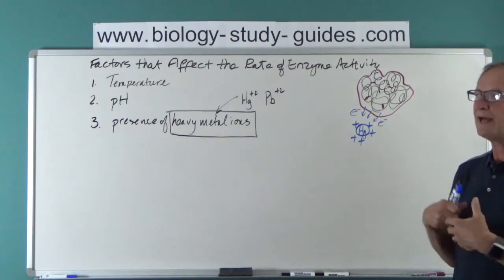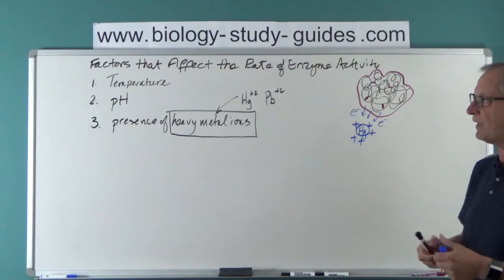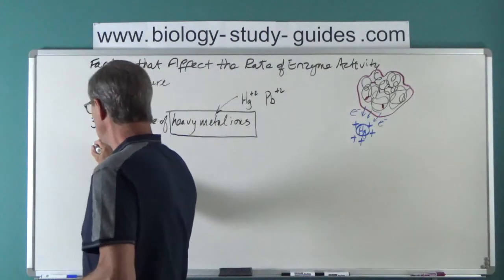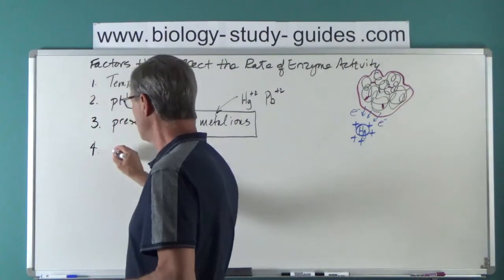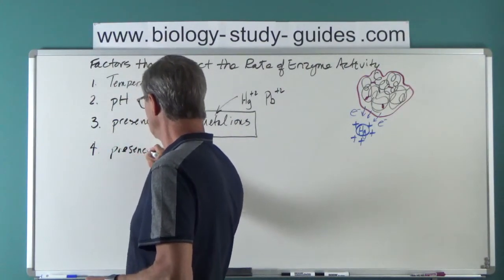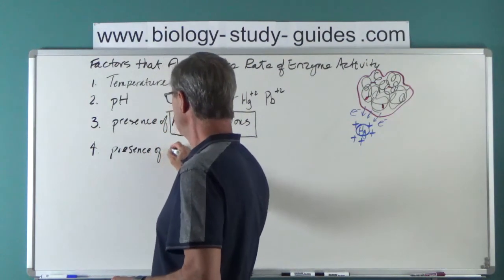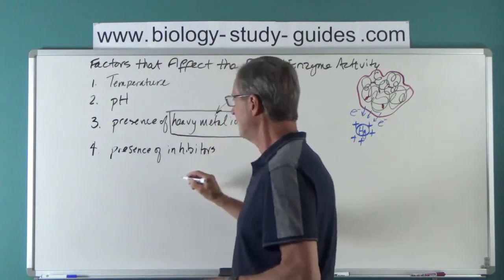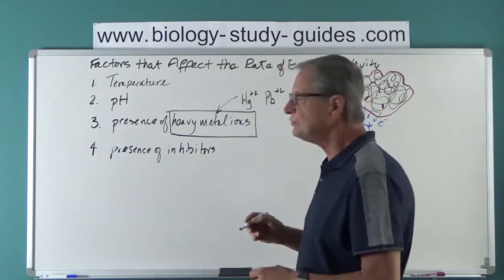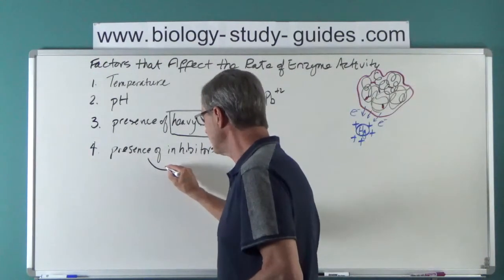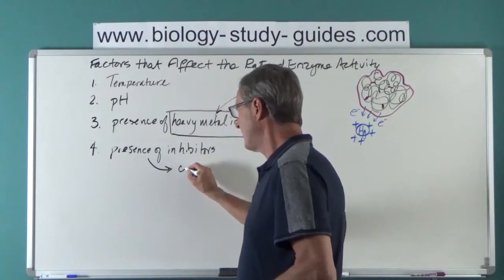There's more to it than that. We mentioned inhibitors as well. This is the presence of heavy metal ions. Before, when we mentioned the lock and key model, we had the presence of inhibitors. Now, there's two different kinds of inhibitors. I only mentioned one of them already. One of them, the one I mentioned, is the competitive inhibitors.